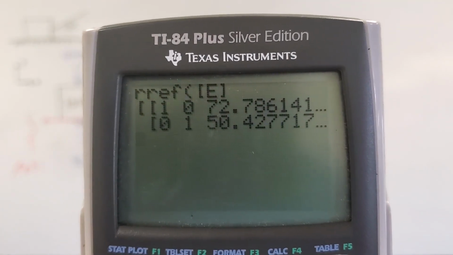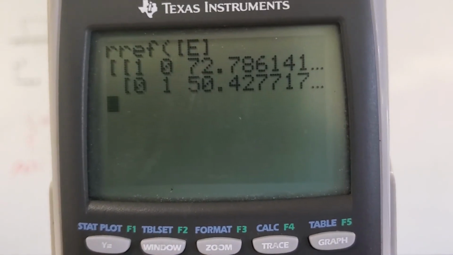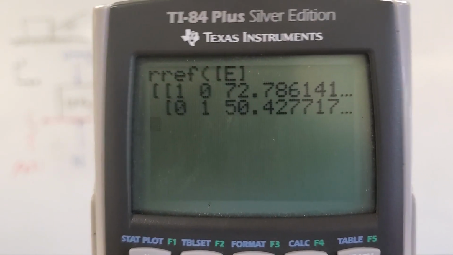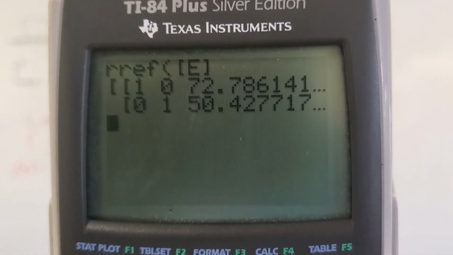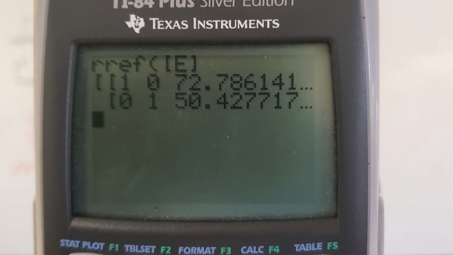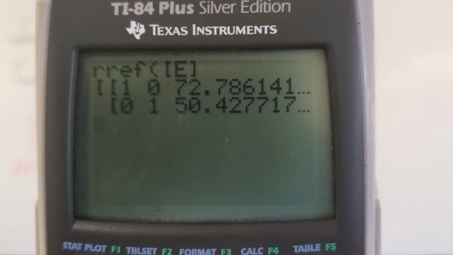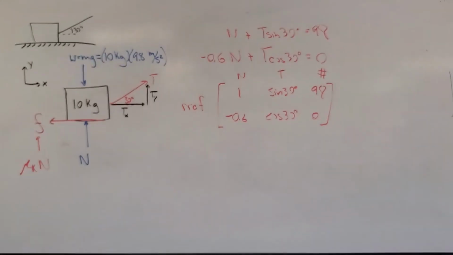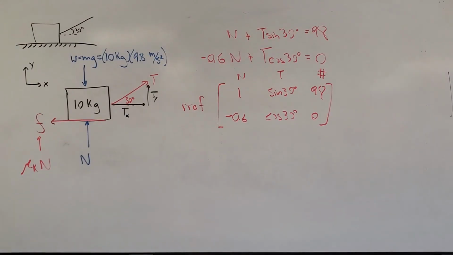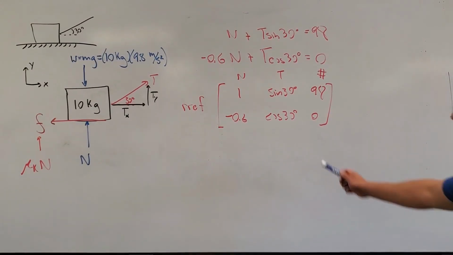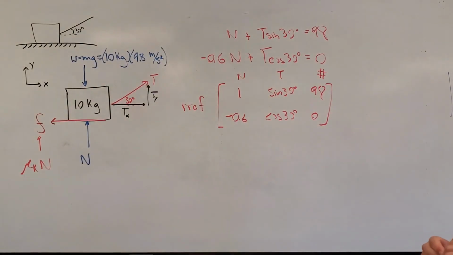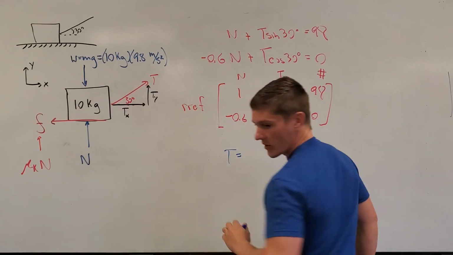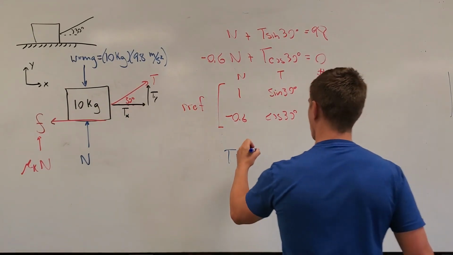So we can see that our normal force was given to us because it goes in the same order that we had. We had normal force as our first column. So our normal force is 72.8 newtons. And our tension in our rope is going to be 50.4 newtons. So I can do that exact same thing, or I can solve it using this method right here, and using this method right here, we found that our tension was going to be 50.4 newtons.